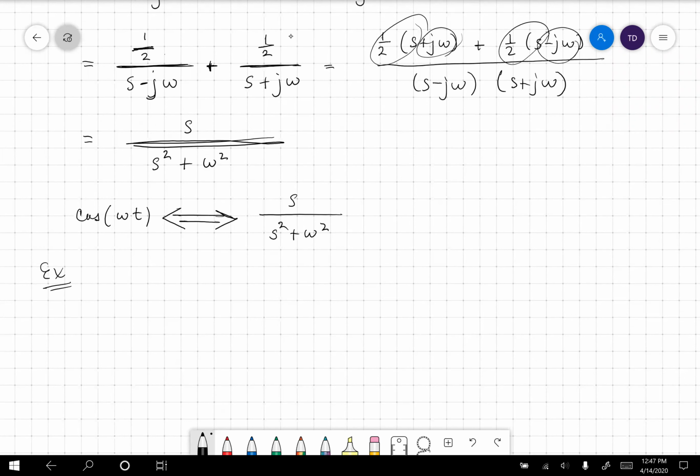Example, cosine of 5t. What's the Laplace transform of cosine of 5t?